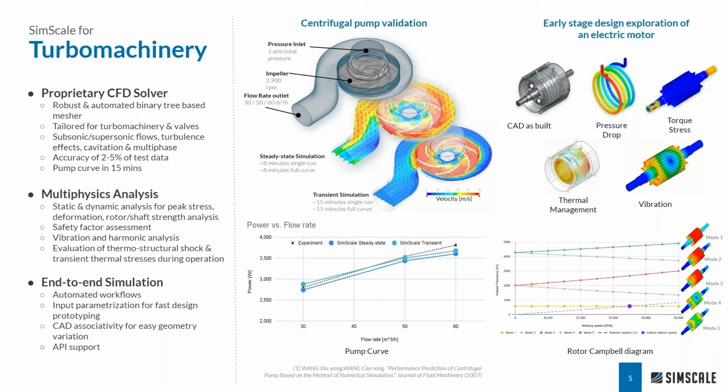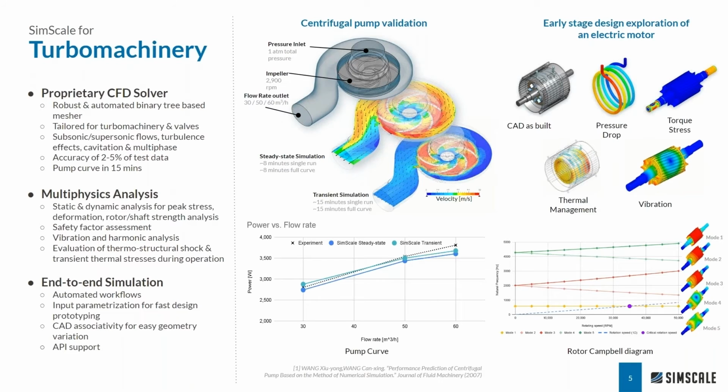It is specifically tailored for turbomachinery and valve operations. And because it is industry validated, we are confident of achieving about 2 to 5% accuracy of test data. That's crucial here because fast on the cloud does not mean there is any trade-off with accuracy. And coming back to my point of not requiring many different tools or modules for different types of analysis, SimScale is focused on enabling teams to focus on designing by giving them multi-physics analysis within the same platform.